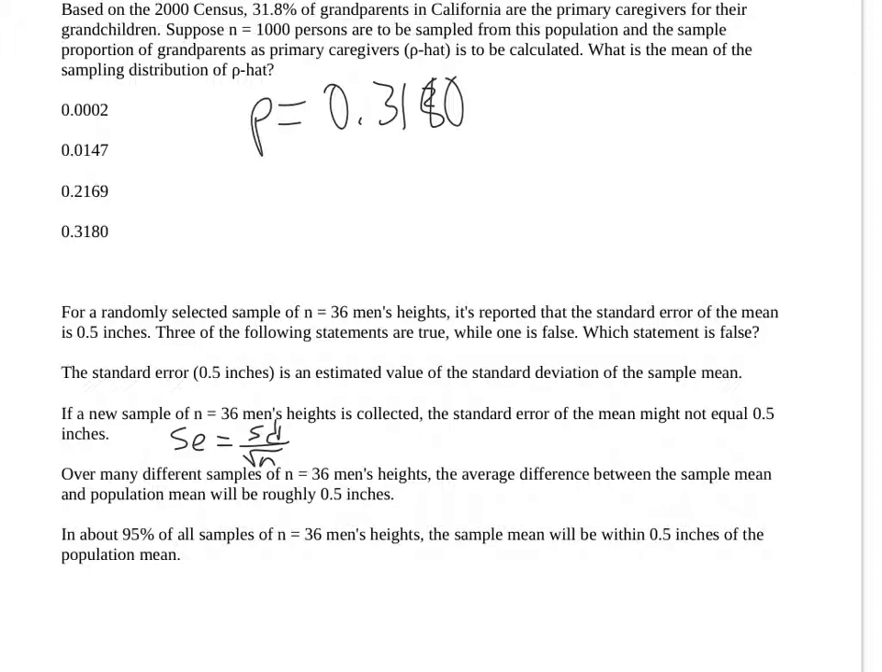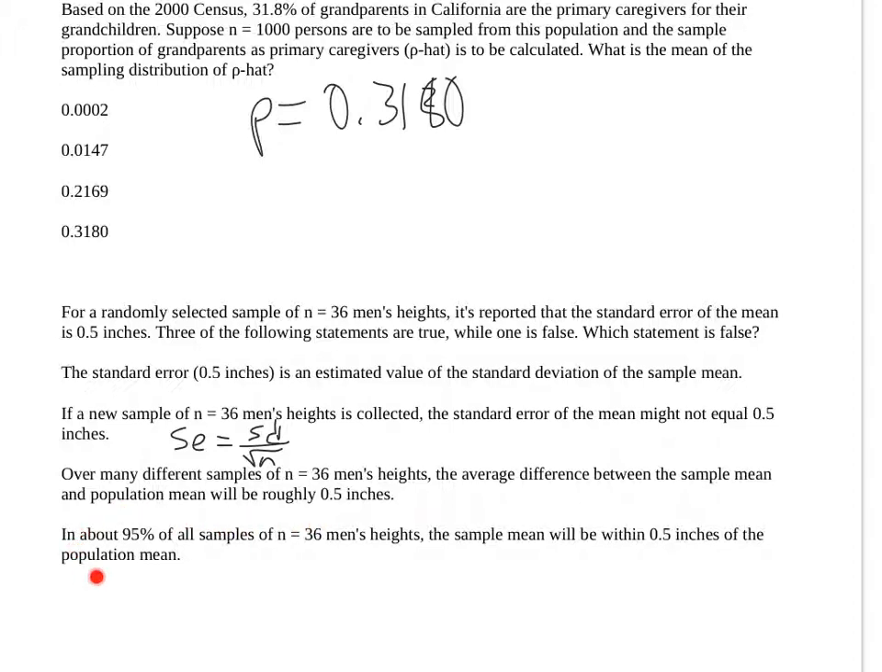So of course, I've said that those top three are true, which means what? This one has to be false. So let's read it and I'll discuss why it's false. In about 95% of all samples of n equals 36 men's heights, the sample mean will be within 0.5 inches of the population mean. That's not true, right? So the difference between the third statement and the fourth statement is that in the fourth statement, we're talking about 95% of all samples.